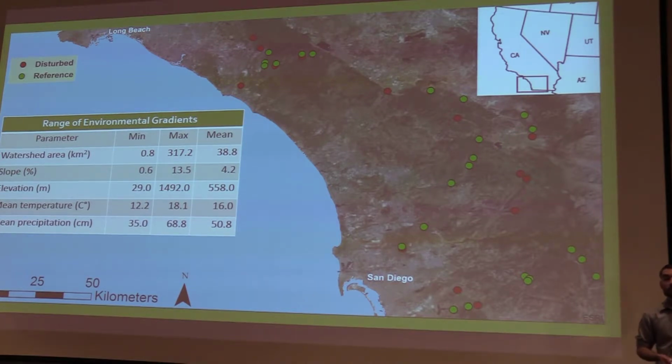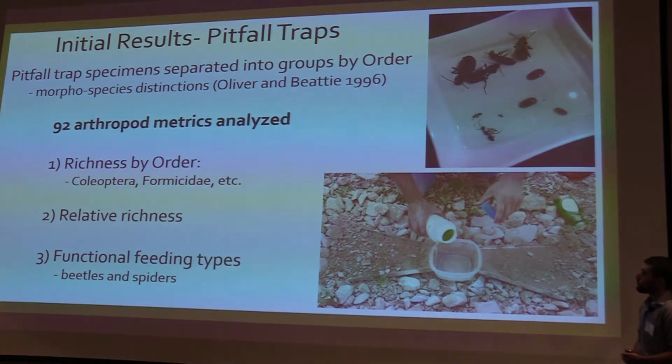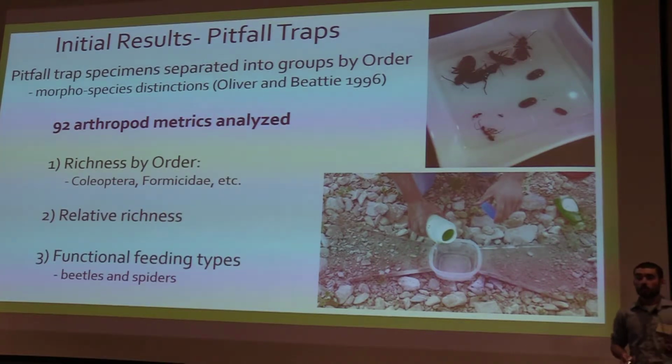So it was important for us while picking these 39 sites to maximize the environmental variation at our sites, and that's an important point I'll come back to in a few moments. At this time, we've analyzed 92 arthropod metrics. We began by separating out our arthropods into groups by order and then made morphospecies distinctions. The idea behind morphospecies is that we would separate the groups based on morphologic characteristics without using taxonomic keys, and this gave us preliminary species richness counts.